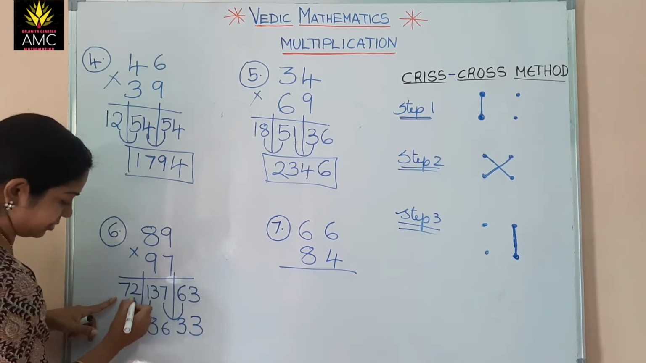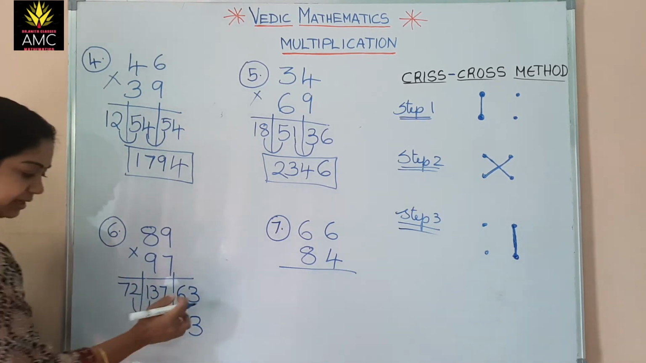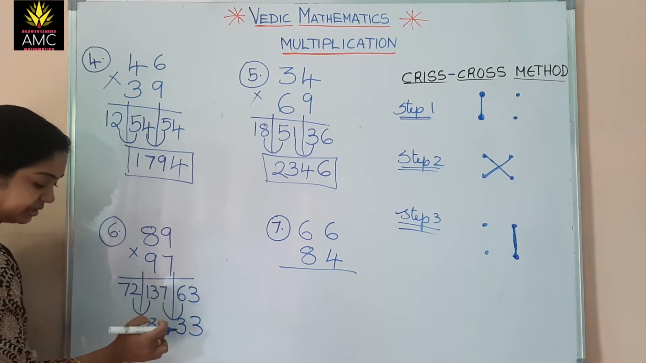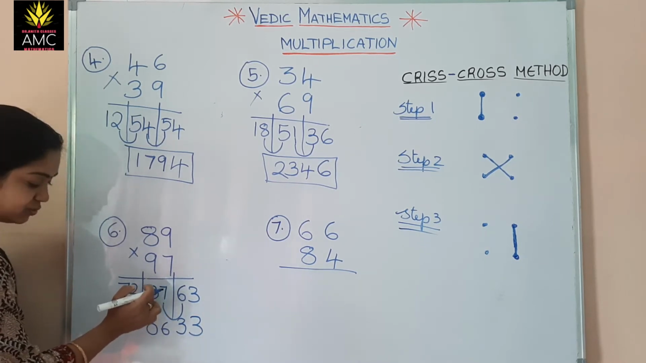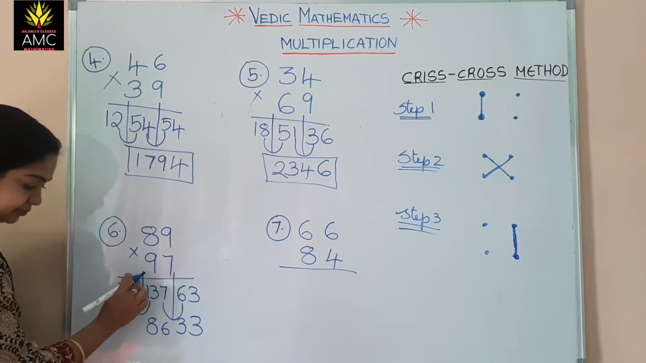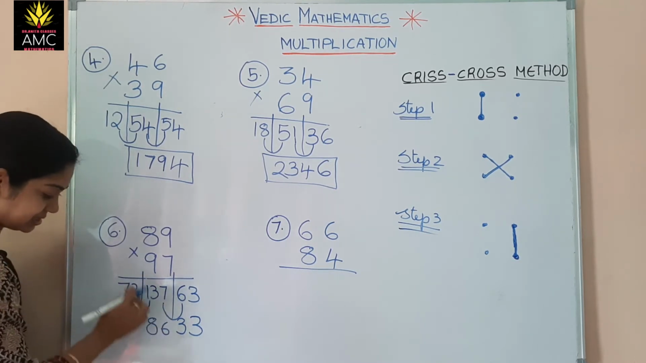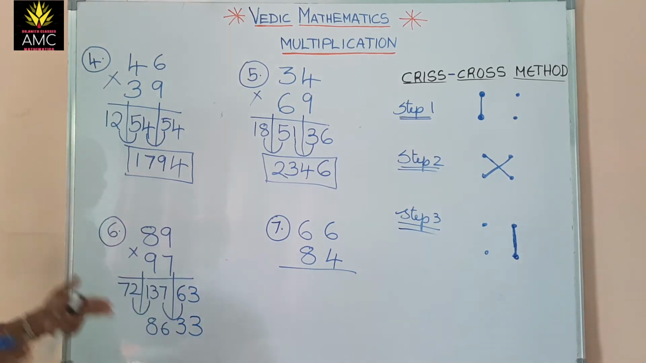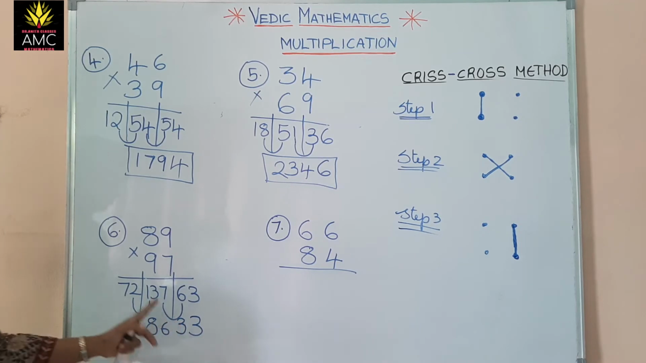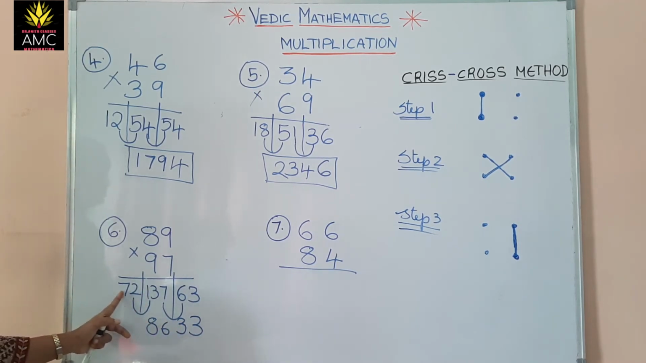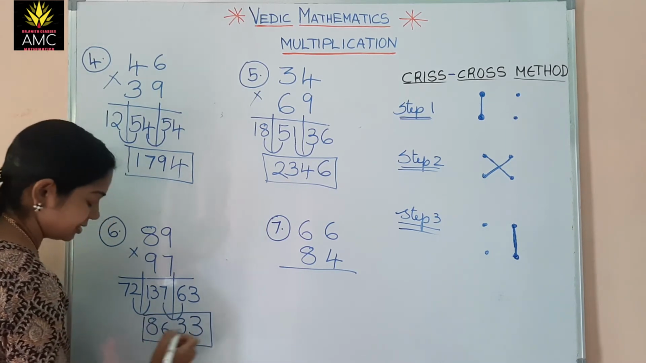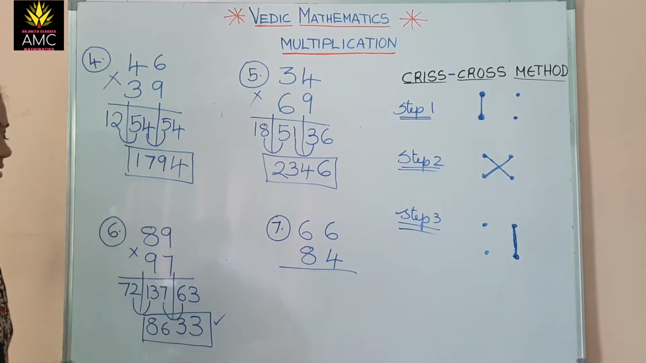Okay, this is carried over here. I'll explain again. 3 as it is, 6 plus 7, that is 13, isn't it? 3 and again here 1, so 14. 14 will be carried over here. 14 plus here 2 is 16. 6 and 1, that is 8. Or else you can just do 6 plus 137 is 143. 3 and 14. 14 plus 72 is 86. So the final answer is 8633.